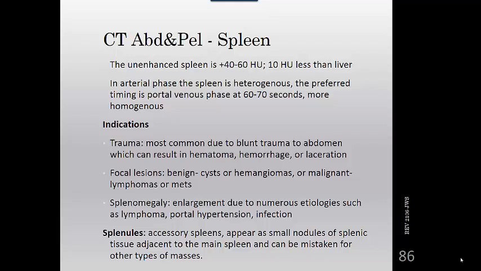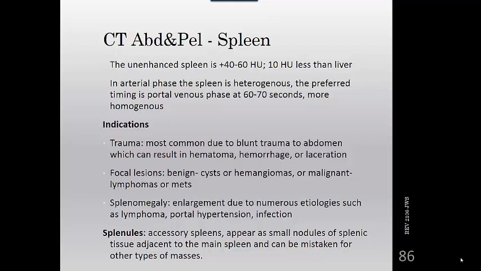look to the spleen. Some indications for scanning the spleen include trauma, which is most commonly due to blunt trauma to the abdomen, which can result in a hematoma, hemorrhage, or laceration. And also, we look for focal lesions such as benign cysts or hemangiomas, or malignant lesions like those from lymphomas or Mets.